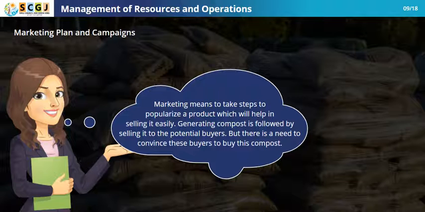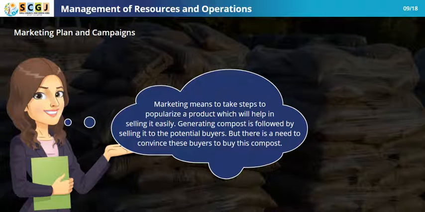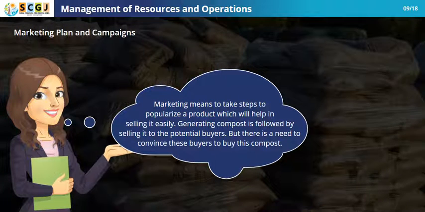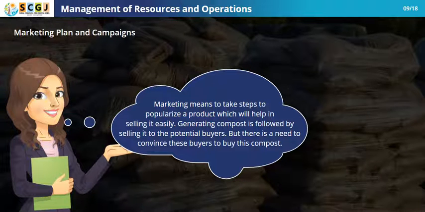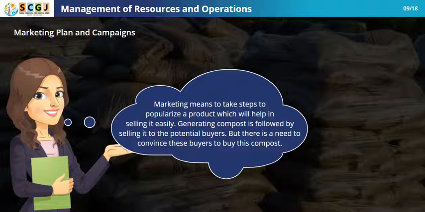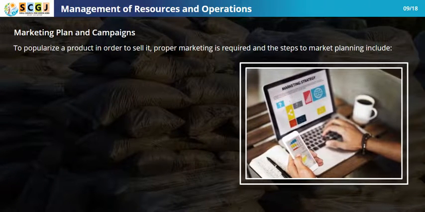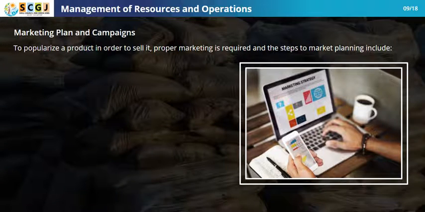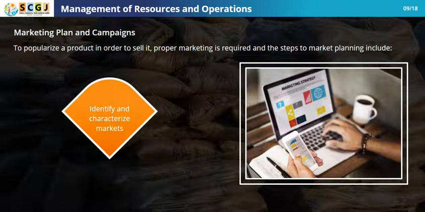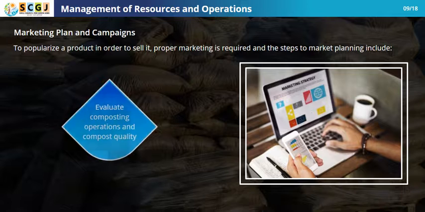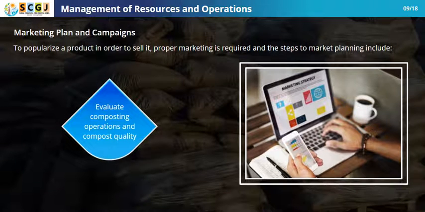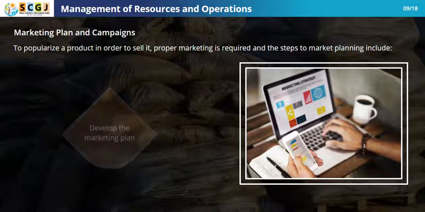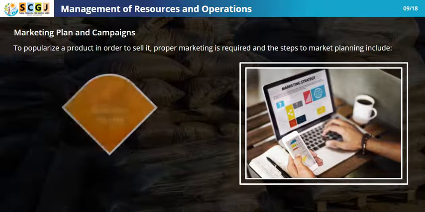Marketing means to take steps to popularize a product, which will help in selling it easily. Generating compost is followed by selling it to the potential buyers, but there is a need to convince these buyers to buy this compost. To popularize a product in order to sell it, proper marketing is required, and the steps to market planning include: identify and characterize markets, evaluate composting operations and compost quality, identify distribution and marketing options, develop the marketing plan, implement the plan.